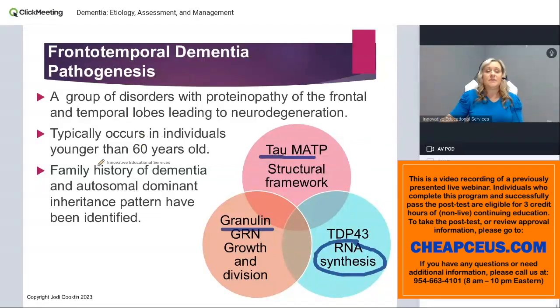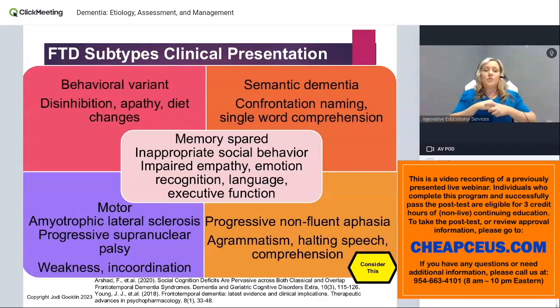It does affect individuals who are under the age of 60. There does seem to be a family history of presentation. About 40% seem to be genetically linked for individuals. The way the person is going to present, because of everything I just described, there are many different subtypes and presentations. What I want to emphasize is what is common among the four different subtypes.